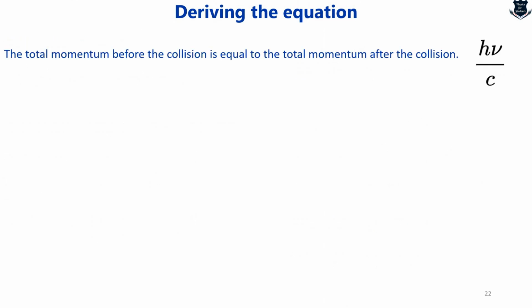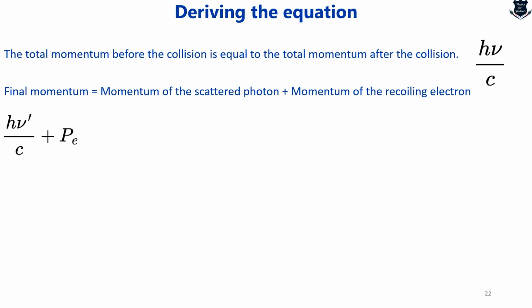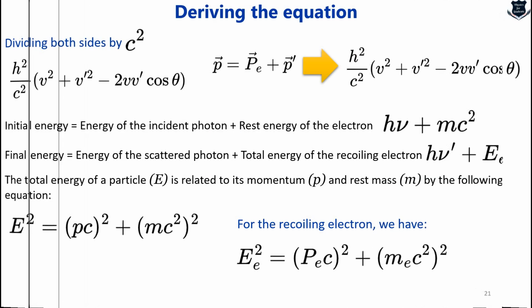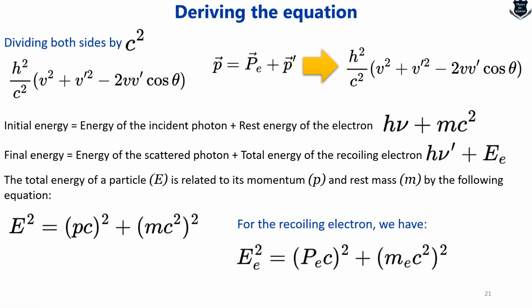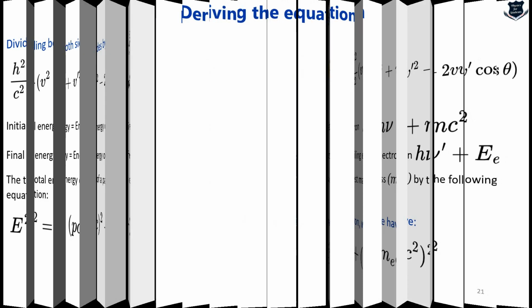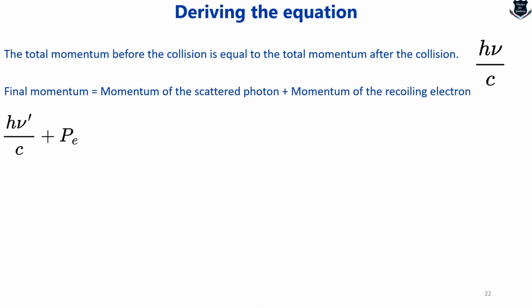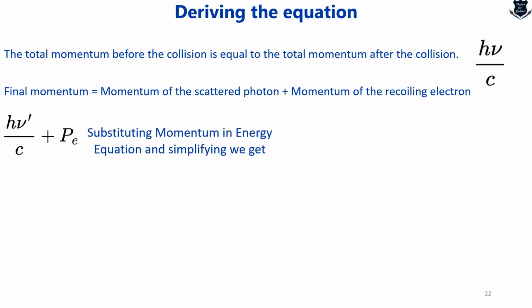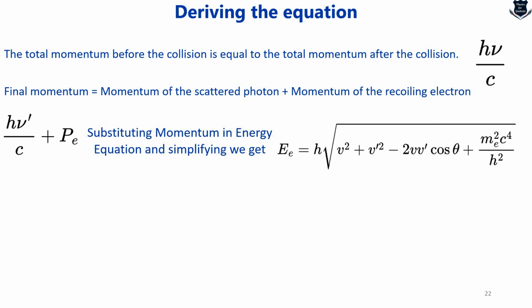Now we are dealing with the total momentum. The final momentum equals the momentum of the scattered photon plus the momentum of the recoiling electron. If you go back, you will see the same pattern over here: energy of the scattered photon plus total energy of the recoiling electron. Here also you see that the momentum of the scattered photon plus momentum of the recoiling electron is given by this. Now if I substitute the momentum-energy equation and simplify, we get an equation something like this.